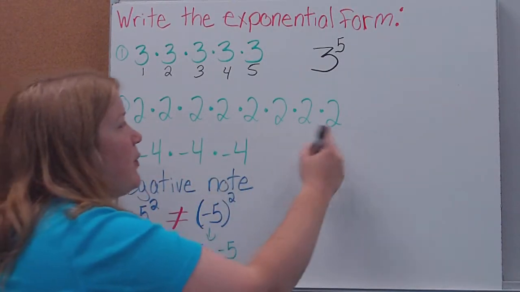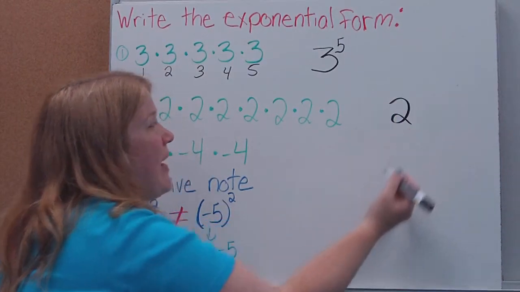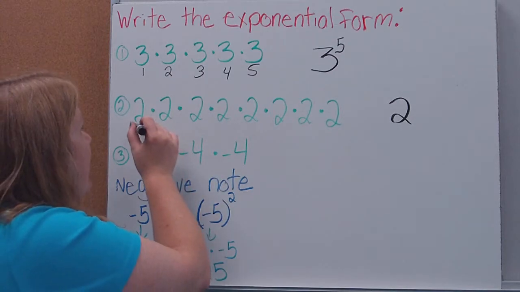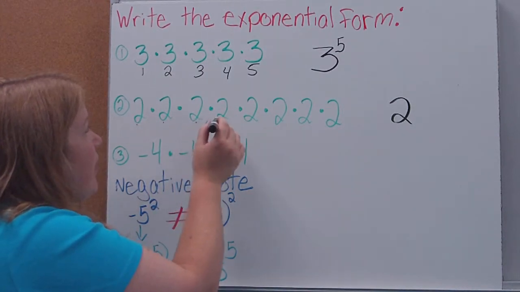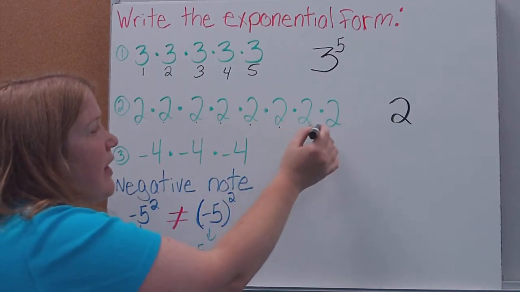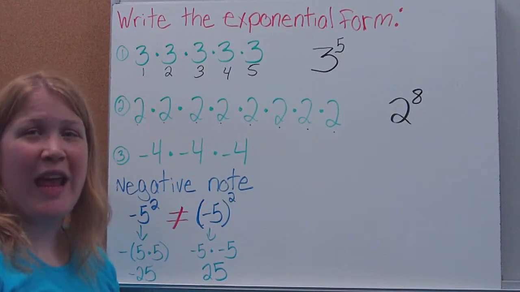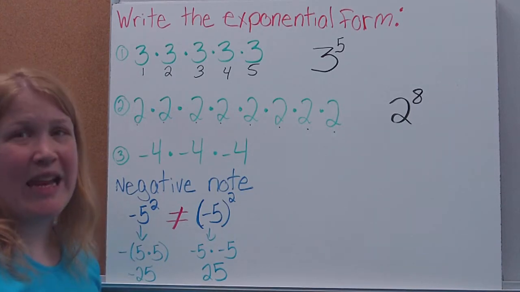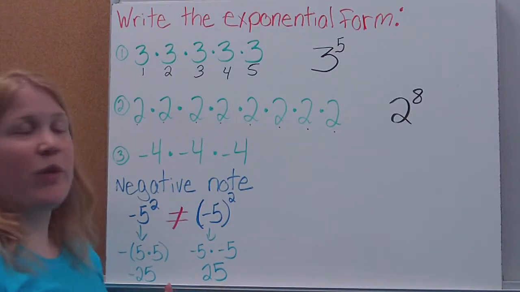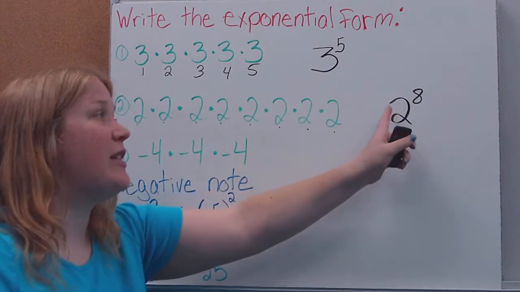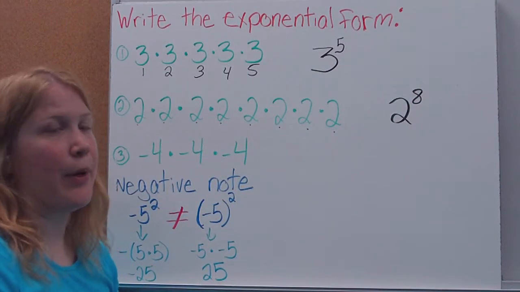Here, you'll notice I'm multiplying 2s. So my base, or my factor, is 2. Then we just count how many times we are multiplying it: 1, 2, 3, 4, 5, 6, 7, 8. 8 times. So this is just 2 to the 8th power. Multiply 2 8 times. And remember, when you're calculating, you're not multiplying these two numbers. The exponent is telling you how many times to multiply that base number.